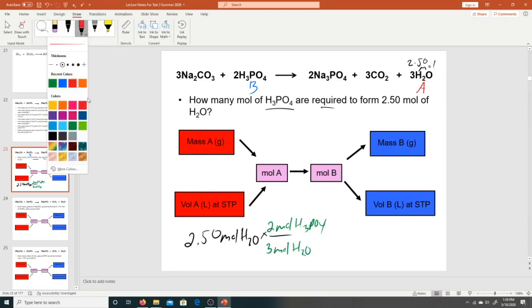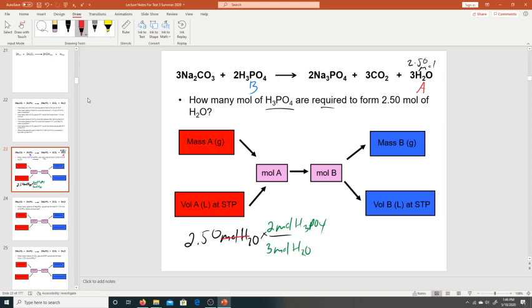Check units. Notice the moles of water cancel, leaving us with just moles of phosphoric acid, and that is what we're trying to find. So it's going to be 2.5 times 2, that's 5, over 3, it's going to be 5/3, of course 5 over 3, that is 1.67 moles H3PO4. And that's how we solve that problem there.